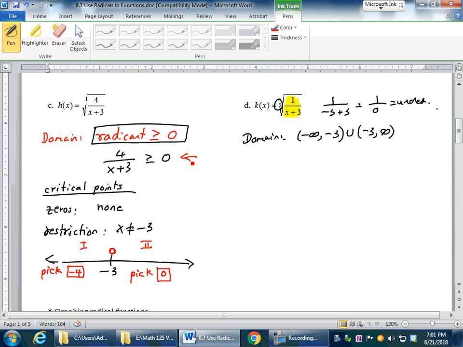the 4 in the numerator is a positive number. When I substitute -4 in the denominator, it will be -4 plus 3, which is a negative number. A positive number divided by a negative number is a negative number, which cannot be greater than 0, so this is not good. In the next case, when I substitute 0, the numerator is 4, which is always positive. In the denominator, 0 plus 3 is also a positive number. A positive number divided by a positive number is a positive number, and a positive number is greater than 0, so this is good.